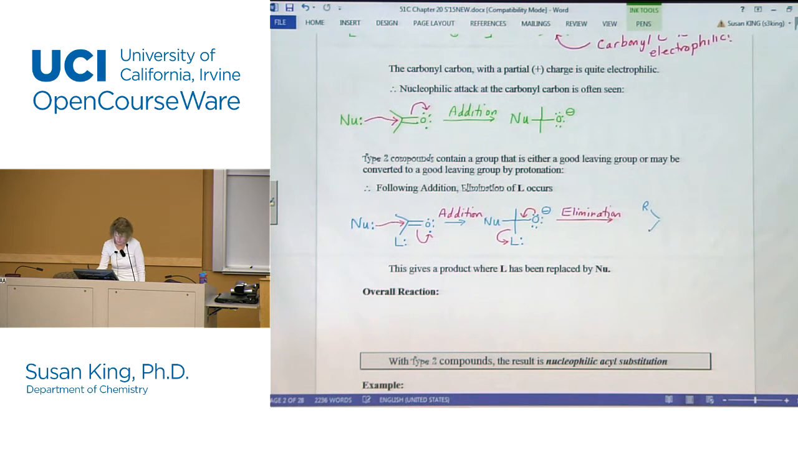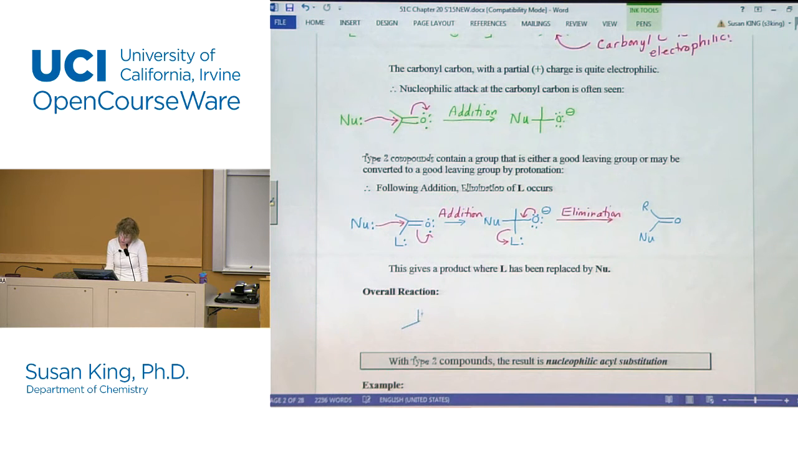So if you look at what we have after that elimination, we've basically replaced a nucleophile with L. So it looks like it's a substitution reaction, but it's not an SN1 and it's not an SN2 because it undergoes an addition elimination reaction. So it's a completely different reaction.